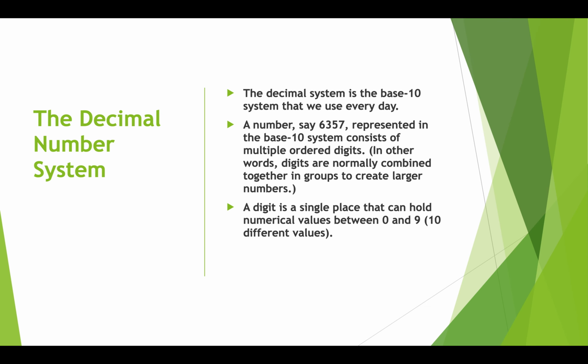The decimal system is the base 10 system that we use every day. A number, say 6,357, represented in the base 10 system consists of multiple ordered digits. In other words, digits are normally combined together in groups to create larger numbers. A digit is a single place that can hold numerical values between 0 and 9, 10 different values.